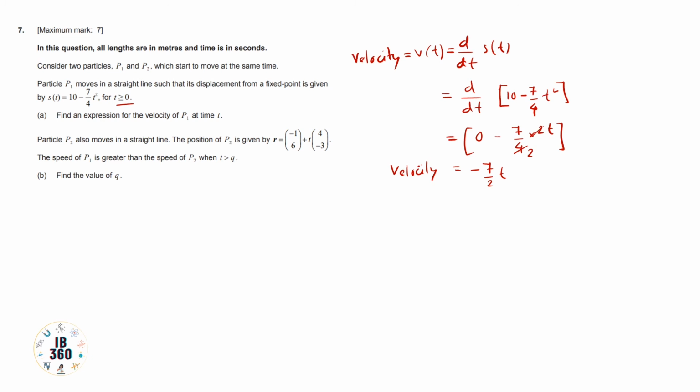Now we have to get particle P2. Particle P2 also moves in a straight line. The position of P2 is given by. So this is the second problem, and the second problem I will discuss in the next slide. But the velocity is minus 7 by 2t. This is the answer of the first question.